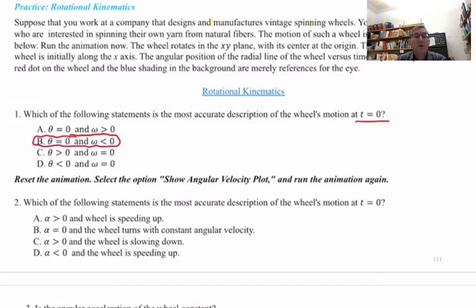The options are, which is the most accurate description of what's happening at time 0? A, the angular acceleration is positive and the wheel is speeding up. B, the angular acceleration is 0 and the wheel is turning with constant angular velocity. C, the angular acceleration is positive and the wheel is slowing down. D, the angular acceleration is negative and the wheel is speeding up. Which is the best answer? I'd like you to think about it, please. Pause the video and then come back.